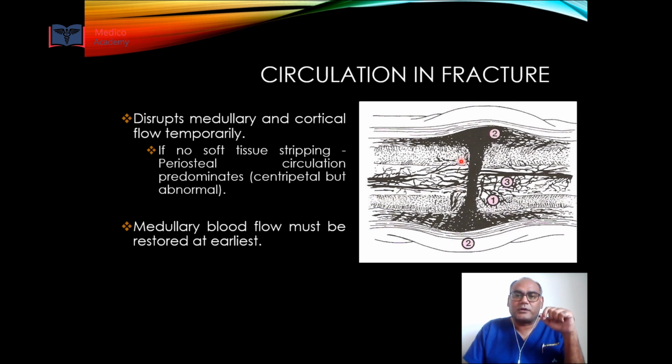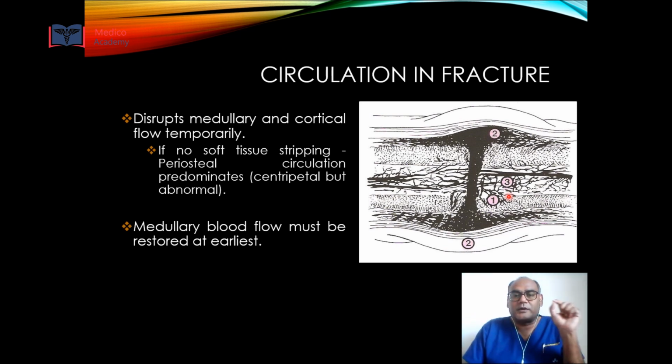Immediately adjacent to the disrupted medullary supply, this cortex, because it was supplied by the high pressure medullary system, becomes necrotic. If there is no periosteal stripping, then the blood will flow from outside to within the bone, and this will change to a centrifugal circulation. So in a way the circulation is restored, but it is abnormal. It will not lead to formation of a physiologically functioning bone system.